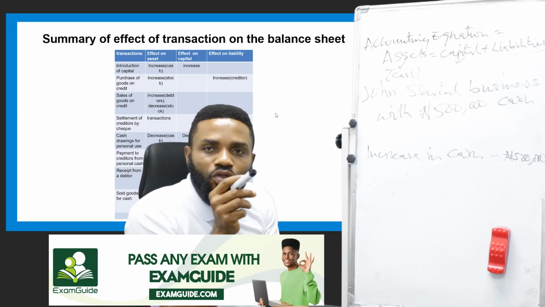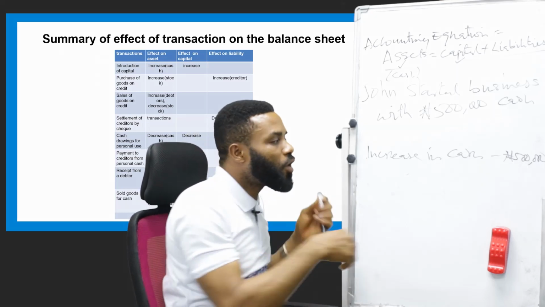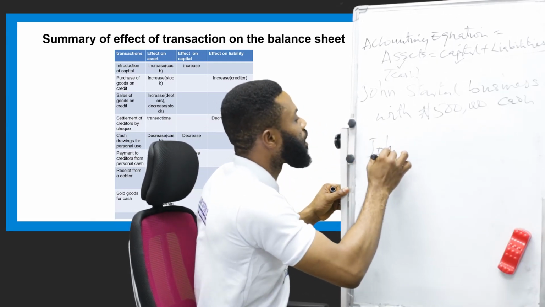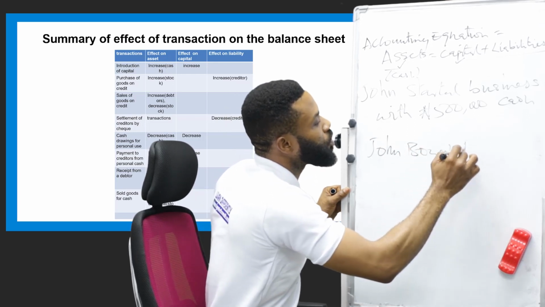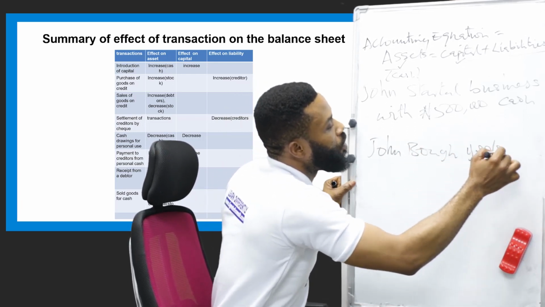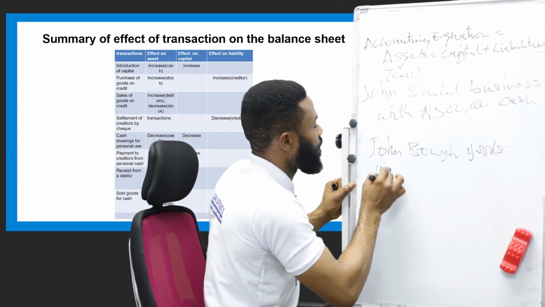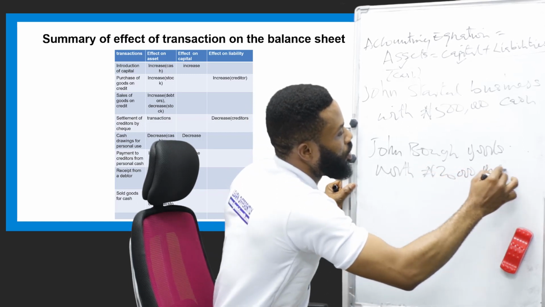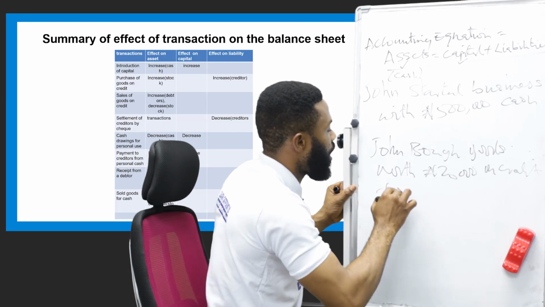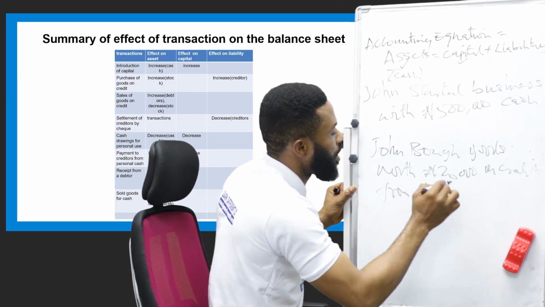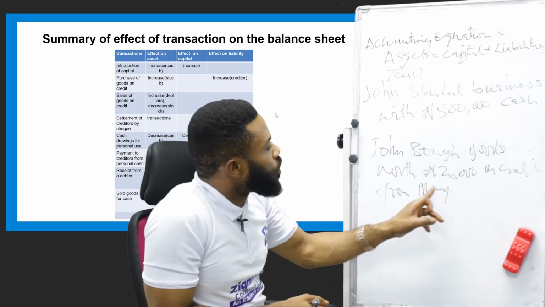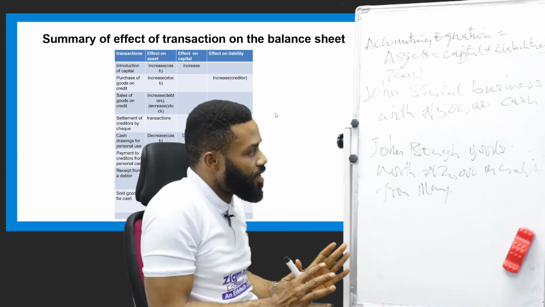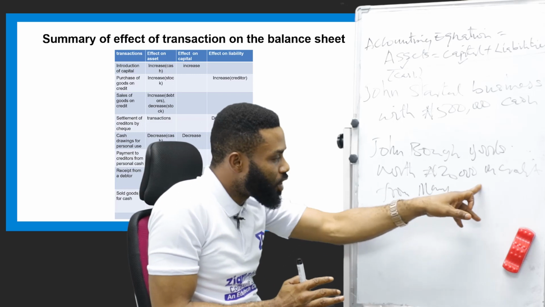Now, purchase of goods on credit. If we say this same John bought goods worth 20,000 naira on credit from Mary. John bought goods worth 20,000 on credit from what? Mary. You first of all ask yourself, he didn't pay. Already he didn't pay. He bought these goods from Mary.